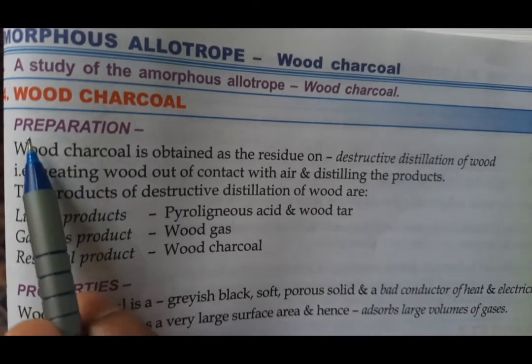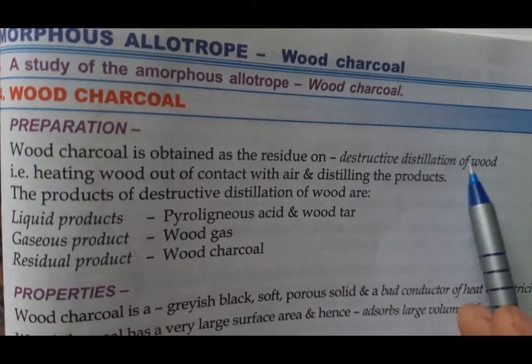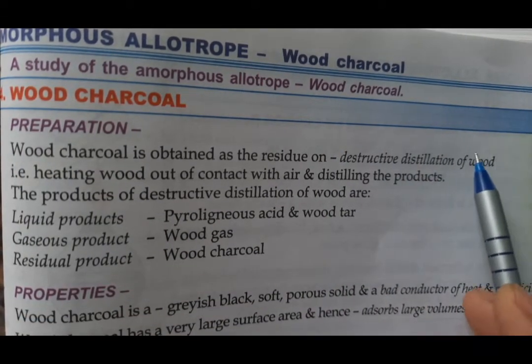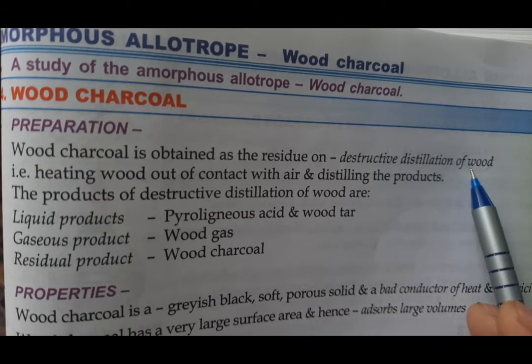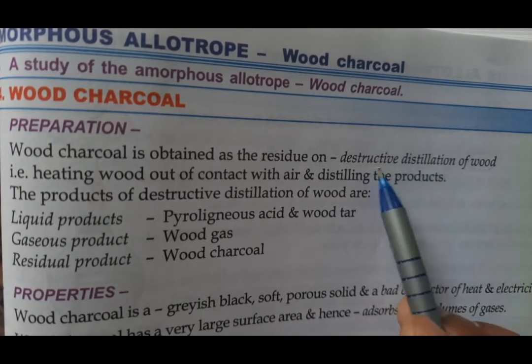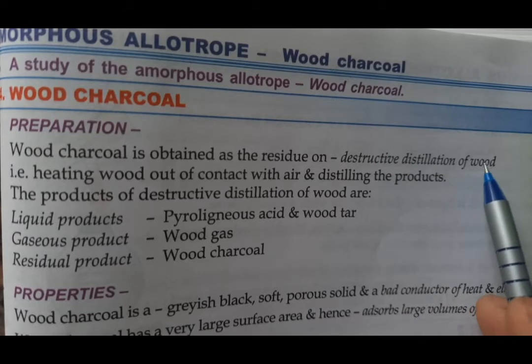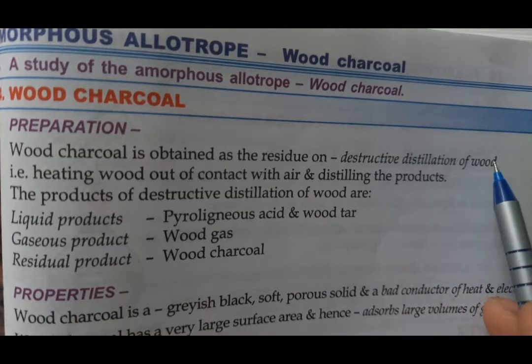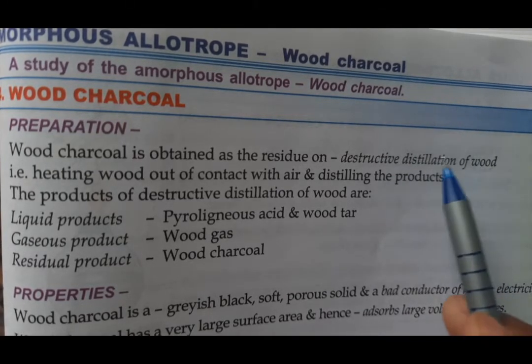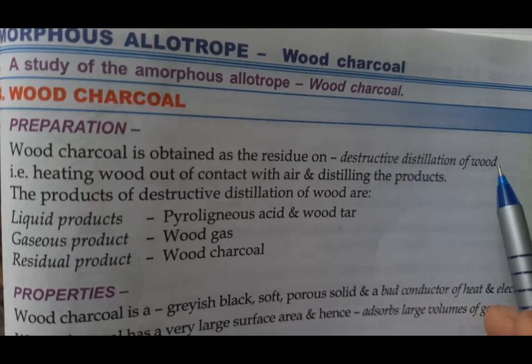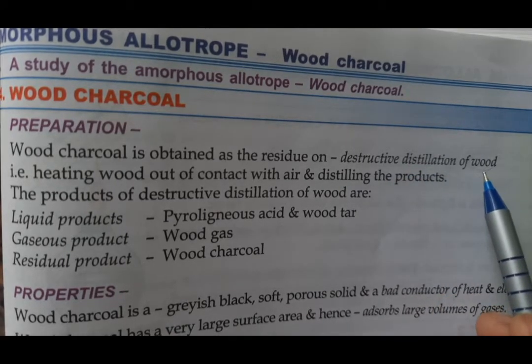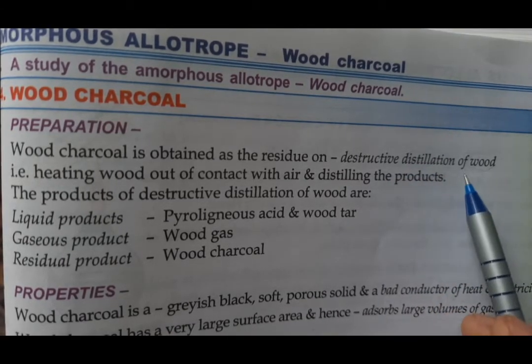Because we are discussing wood charcoal, we take wood. So it is a process in which wood is heated at very high temperature in absence of air. That is called destructive distillation of wood. So if here is coal, what are you going to say? It is a process in which coal is heated at very high temperature in absence of air. If here is wood, we say wood is heated at very high temperature in absence of air.